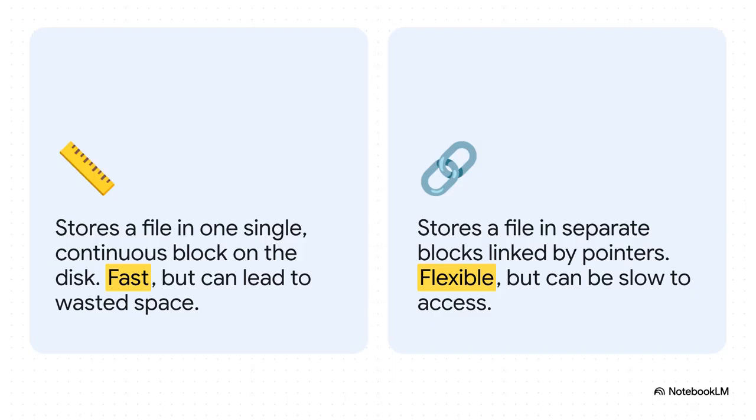So that first challenge is called allocation. The simplest method is contiguous allocation, where a file's data is just stored in one big, continuous chunk. It's super fast to read, but if you need to make the file bigger later, well, you might run out of room.